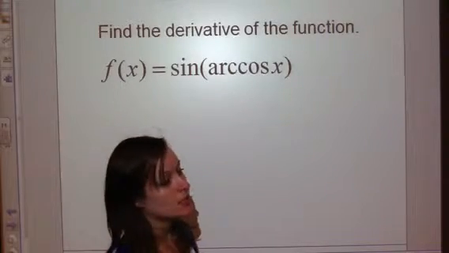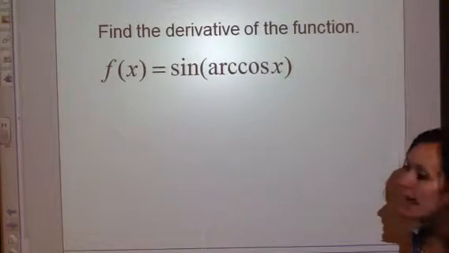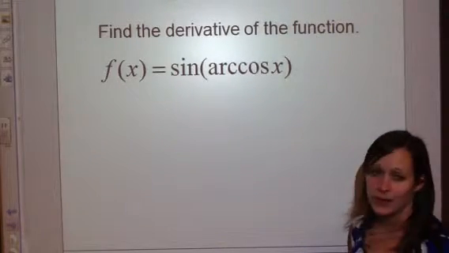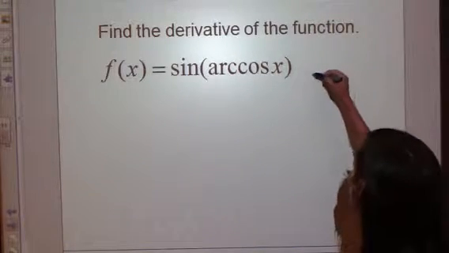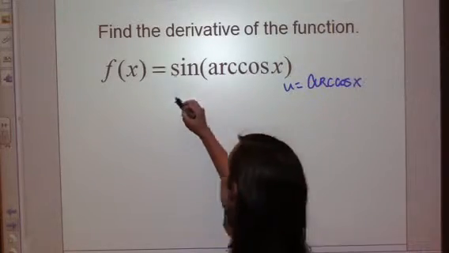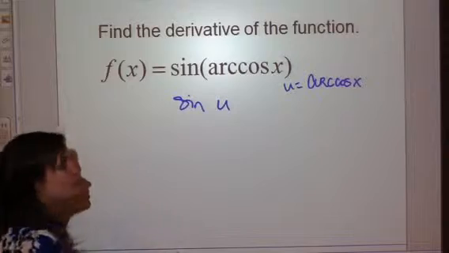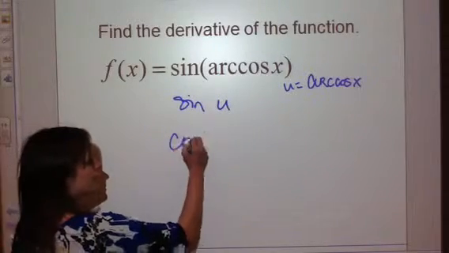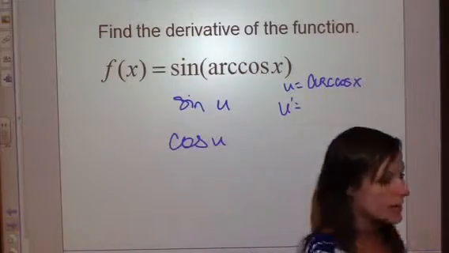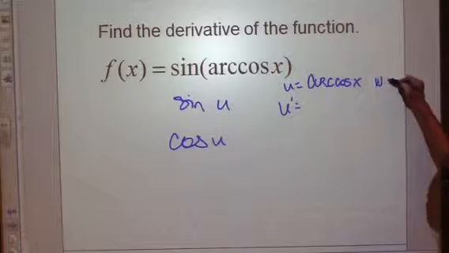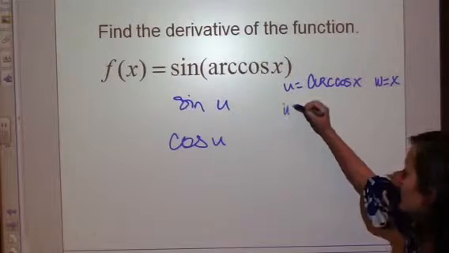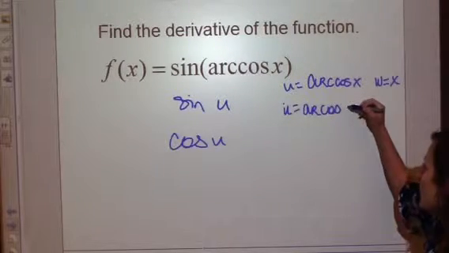So here we got sine of arc cosine x. Some of you are probably thinking, ooh, product rule. Are there two x's? No, there's just one. So I'm going to make the parentheses my u. So I'm going to do sine of u. What's the derivative of sine u? You should say cosine u. Derivative of u, over here, we got arc cosine x. So we're going to have a w, which is x. So we really have u is arc cosine of w.